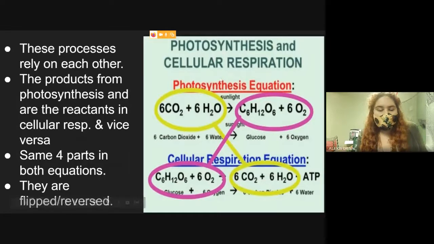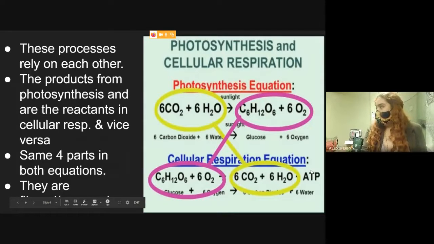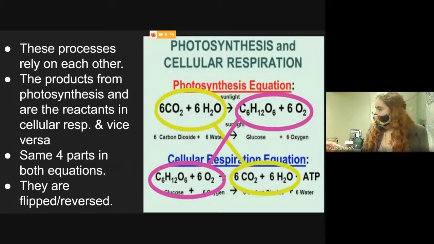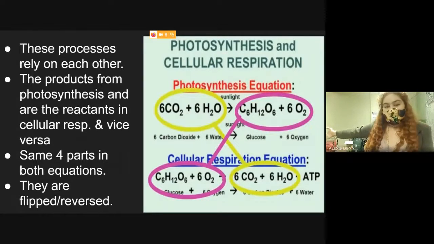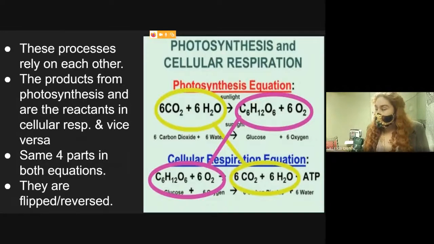The energy captured by plants in photosynthesis, the energy they get from the sun, is the same energy that is released as ATP in cellular respiration. It just has to be transformed. Sunlight is not a usable form of energy for us. We go out into the sun, maybe we get a tan, maybe we get a sunburn, maybe we get skin cancer. But none of those things provides us with energy.